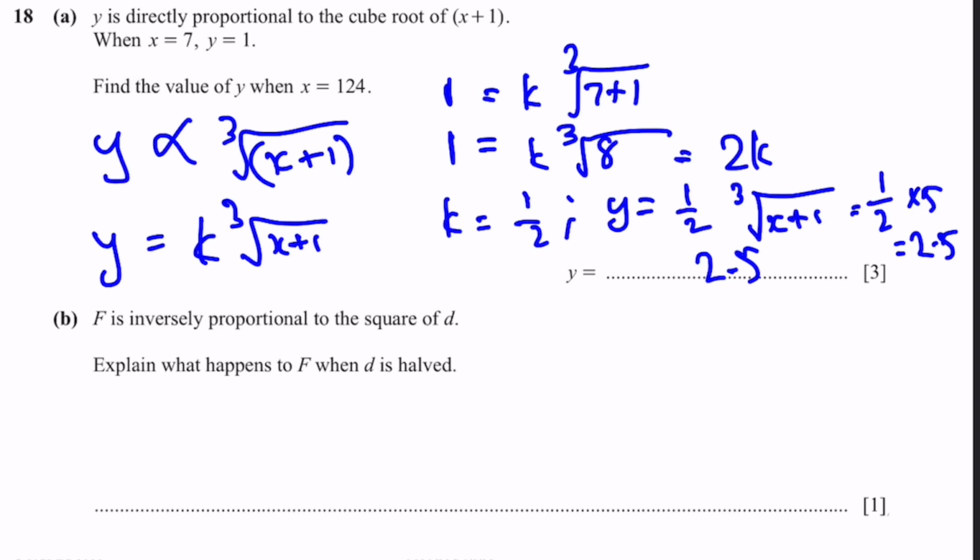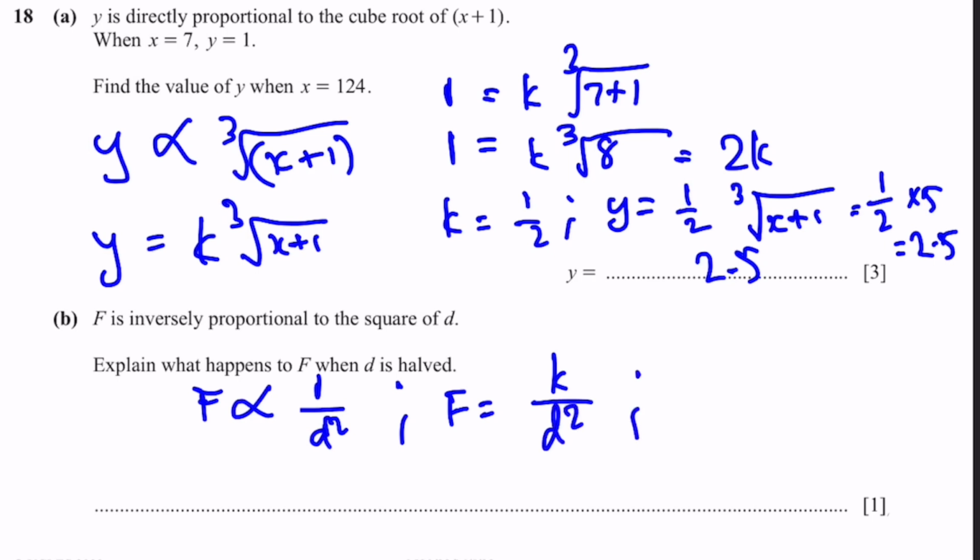So we can write like this. F is proportional to 1 by D squared. We write the 1 by to indicate inverse proportion. So we can say this as F equals k by D squared.